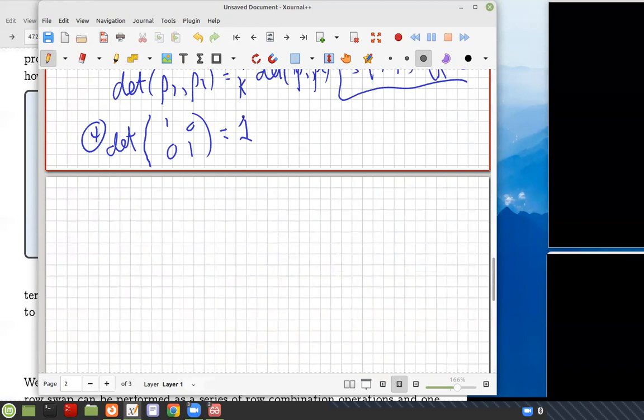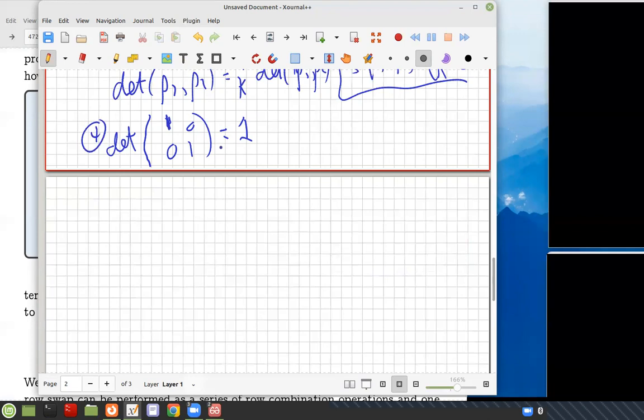So that's just a normalization. The identity is non-singular, and this could be any non-zero number, but we're just going to say the determinant of the identity matrix is 1. There's really a map for every size, so the determinant of the 2 by 2, the 3 by 3, they're all 1. So we're thinking of one map for each size.